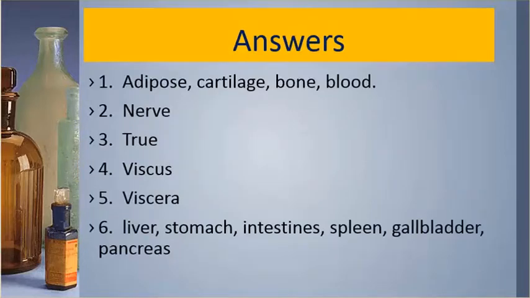Number 1 is adipose, cartilage, bone, blood. Number 2 is nerve. Number 3 is true. Number 4 is viscous. Number 5 is viscera. Number 6, liver, stomach, intestines, spleen, gallbladder, pancreas.